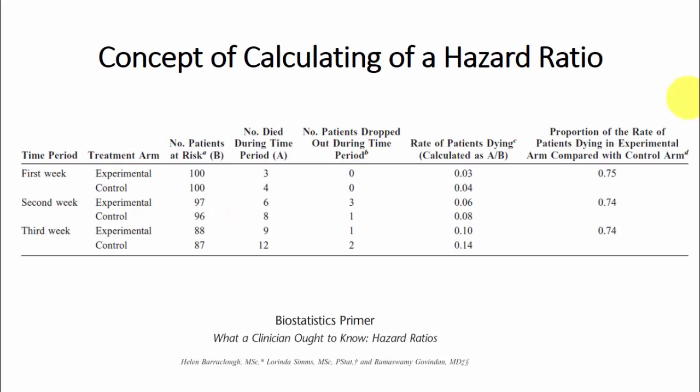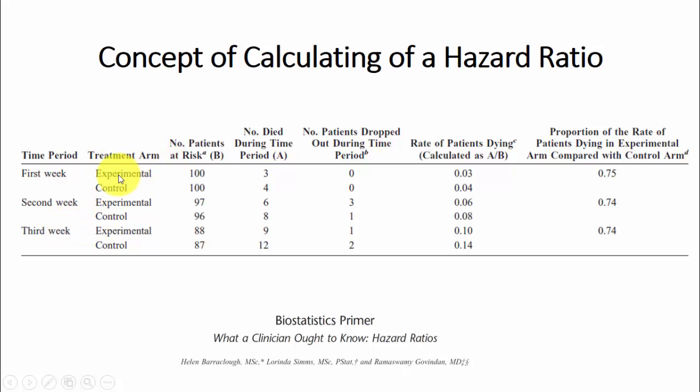First, let's check the concept of calculating the hazard ratio. Here is a very simple example adopted from Biostatistics Primer, what a clinician ought to know: hazard ratios. Assume this is the first, second, and third time periods. Here the periods are in weeks, but it can be in any other time units.